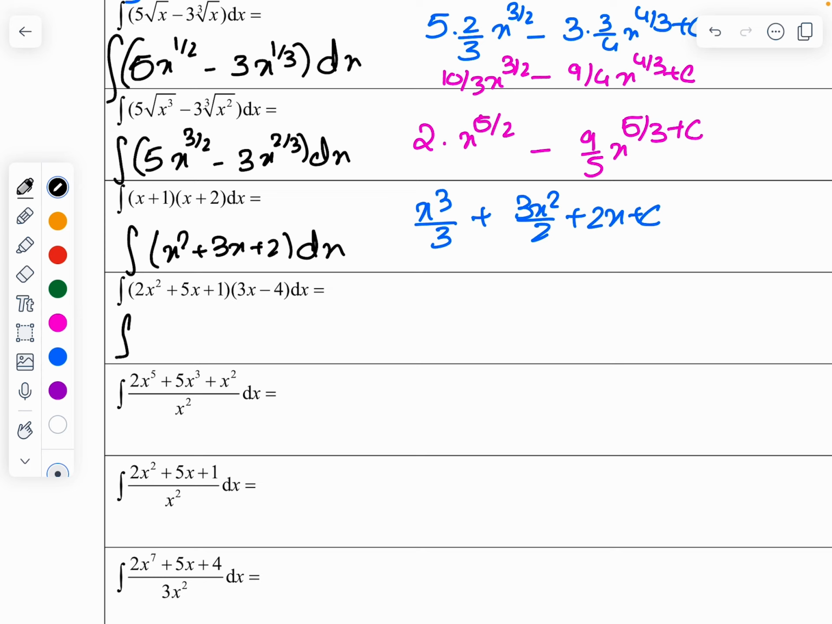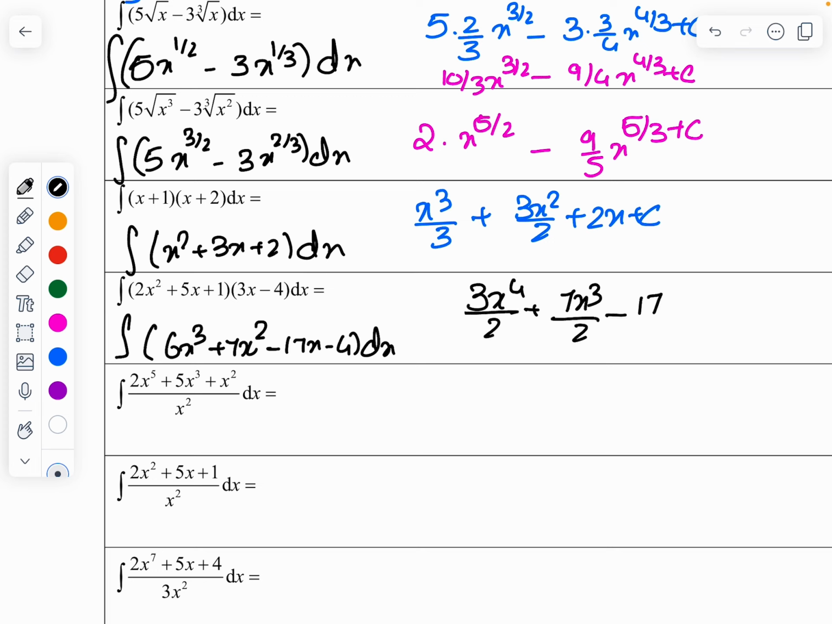First expand this. Upon expansion, directly I am writing it out. You will be getting 6x cube plus 7x square minus 17x minus 4 dx. So answer has to be 3x to the power of 4 upon 2 plus 7x cubed by 3 minus 17x squared by 2 minus 4x plus c.